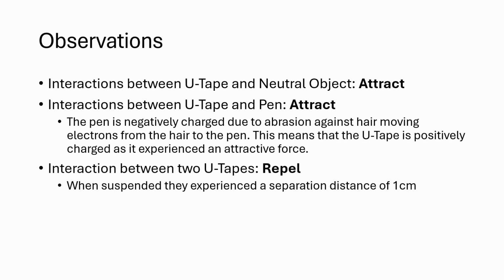The observations that we made: the U-tape and the neutral object attract. The U-tape and the pen attract because the pen is negatively charged from the abrasion against hair, moving electrons from the hair to the pen. This means that the U-tape is positively charged, as they experience an attractive force. The two U-tapes repelled, and when suspended, they experienced a separation distance of 1 centimeter.